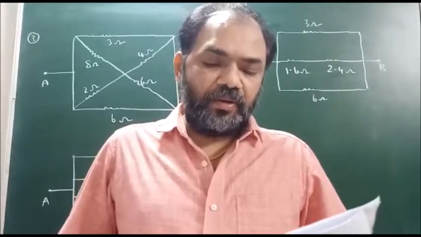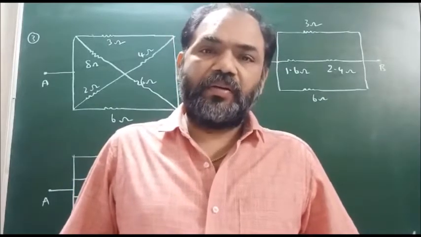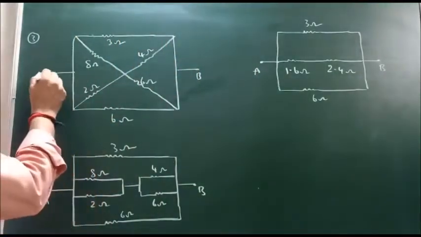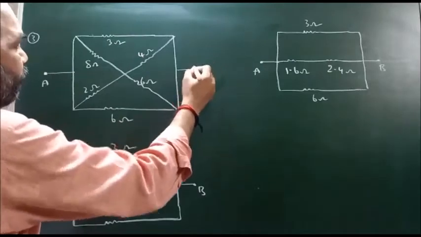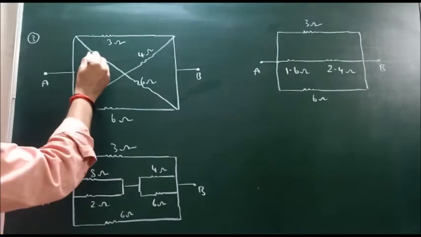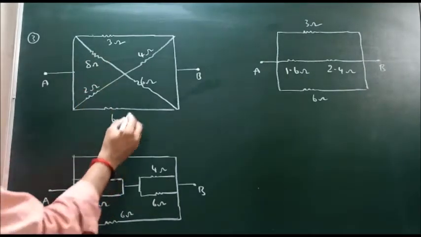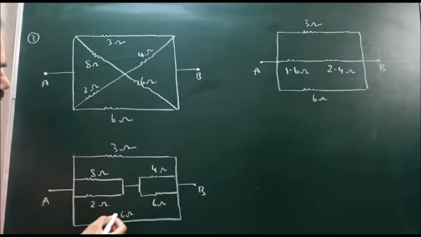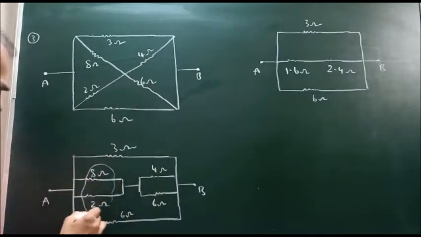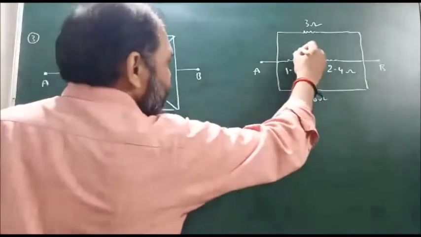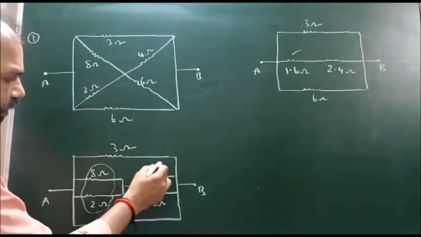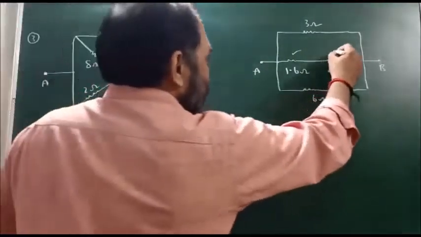Next, third question. The equivalent resistance between A and B in the network in the given figure is dash. The given network is this one. Between A and B, we have some resistors present like this. If we observe here, this 8 ohms and 2 ohms are in parallel, and 4 ohms and 6 ohms are also in parallel. That's why we can redraw this circuit like this. Here 8 and 2 are parallel, so their effective resistance becomes 1.6 ohms. And here 4 and 6 ohms are in parallel, so the effective resistance of these two becomes 2.4 ohms.